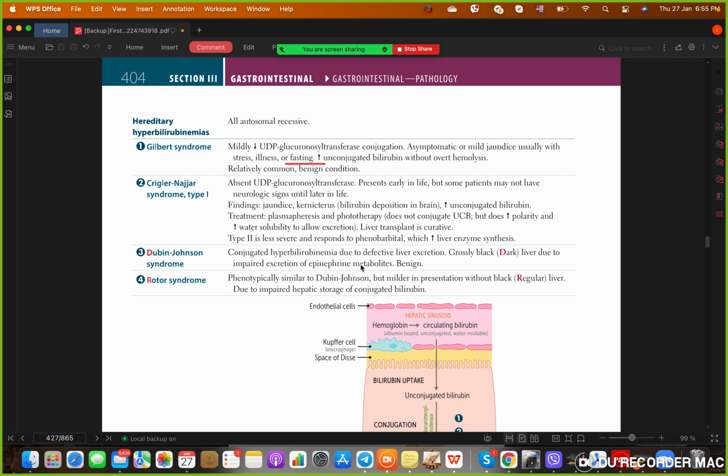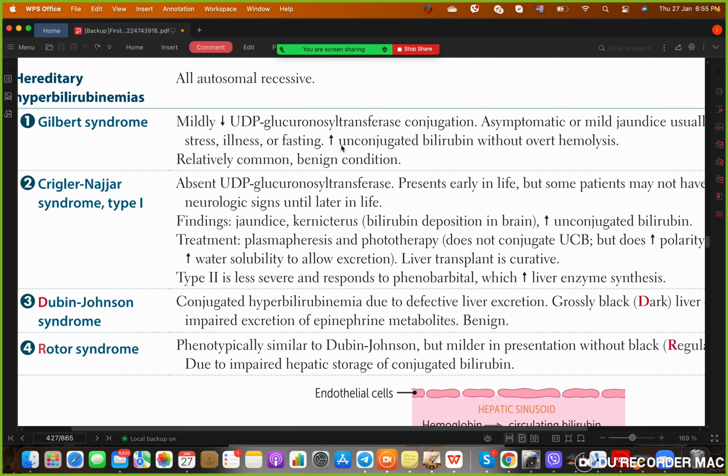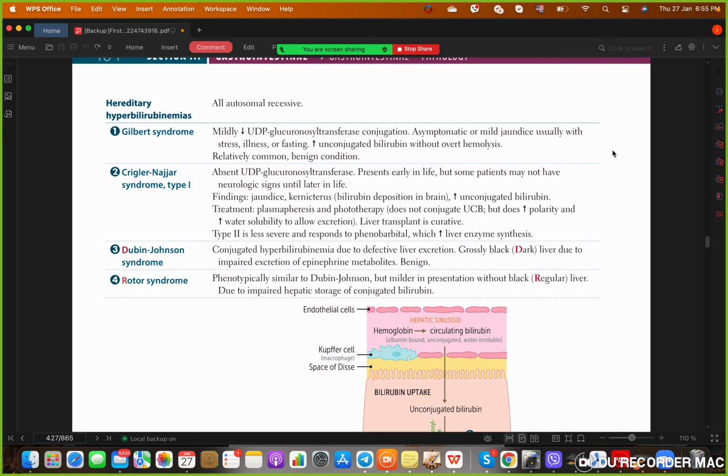Well, I hope you are thinking about traumas, surgery, or delivery. Okay? That's stressful. Yep, absolutely. So there will be an increase in the unconjugated bilirubin, which is also known as lipid-soluble bilirubin, hydrophobic bilirubin, indirect bilirubin, without overt hemolysis. So in this patient, their hemoglobin level will be okay. Regardless, they will have an unconjugated hyperbilirubinemia. So it's relatively common, and it's a benign condition.